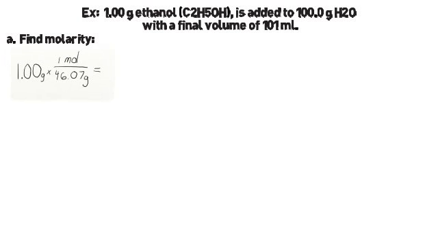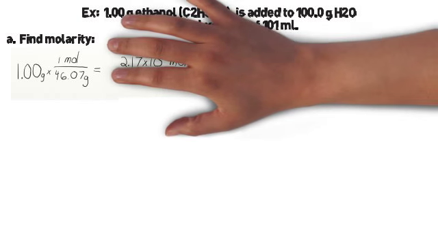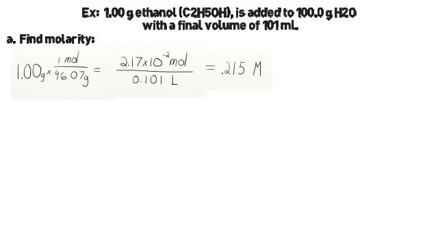So change that grams of ethanol to moles of ethanol. And then you have liters. Well, you change it from milliliters to liters. And that is molarity, moles per liter, which is designated as a capital M. There's the final answer. Hope you got it.